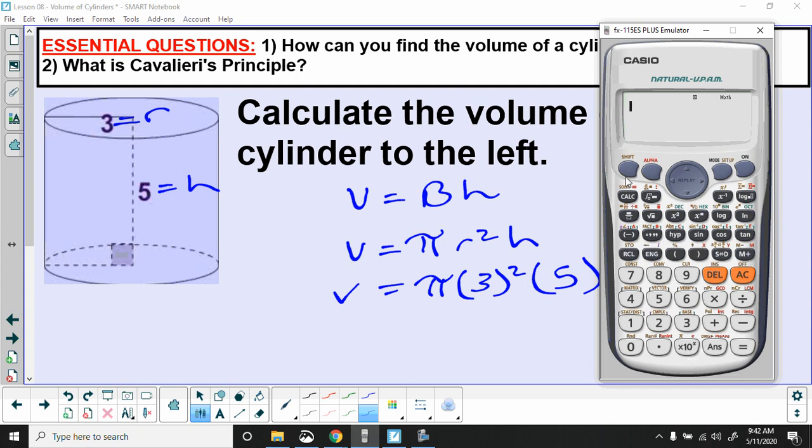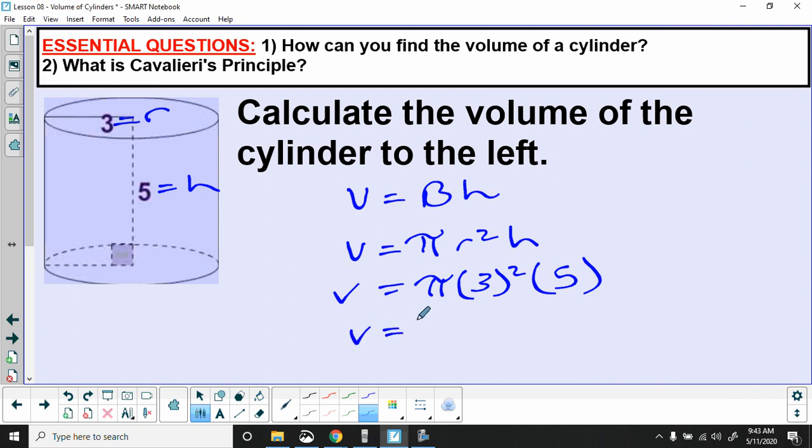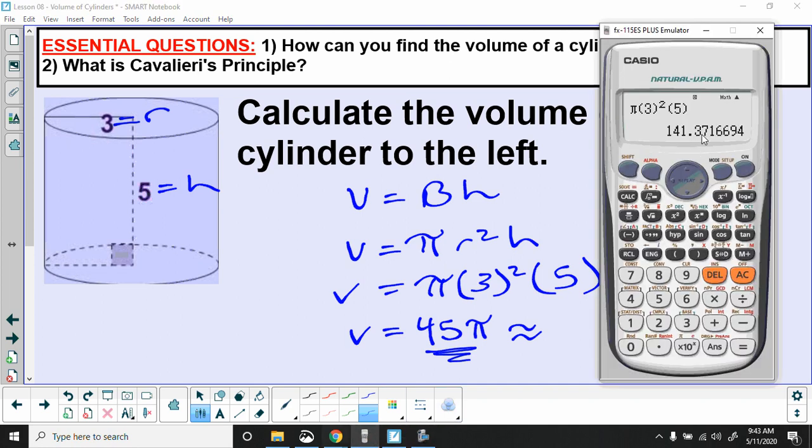We got pi, we got to hit shift, pi, parentheses, 3, parentheses, square, parentheses, 5. I don't know if this will work because pi is kind of funny about not having a times symbol, so let's find out. It did work. 45 pi. So the volume of the cylinder is 45 pi. This is the exact answer. And if I was asking for decimal, let's just say 2 decimal places, hit the SD button. 2 decimal places, 141.37.